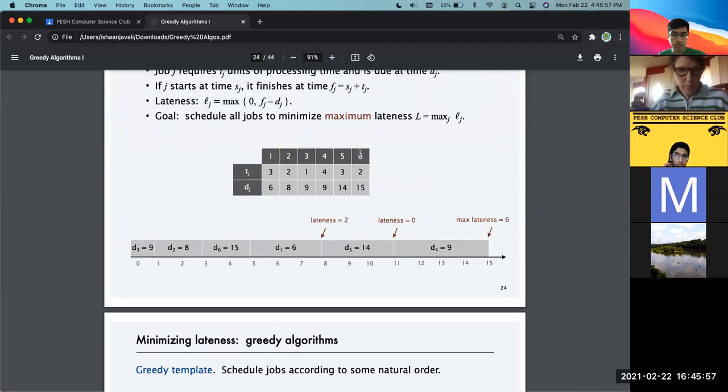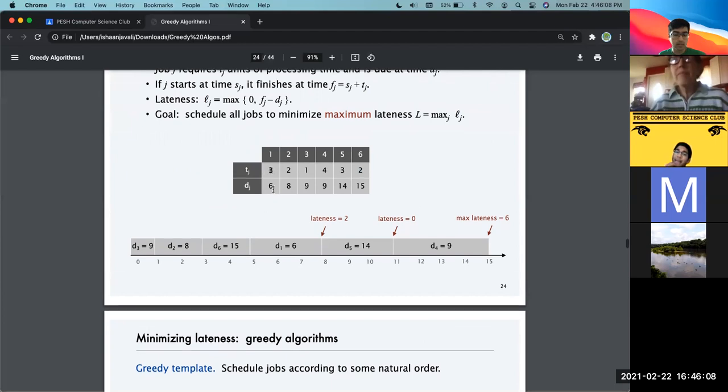So for example, interval 6 gives us a lot of slack because it only takes 2 hours to do it, and it's due 15 hours later. So this has the most slack, whereas something like interval 1 has the least amount of slack.